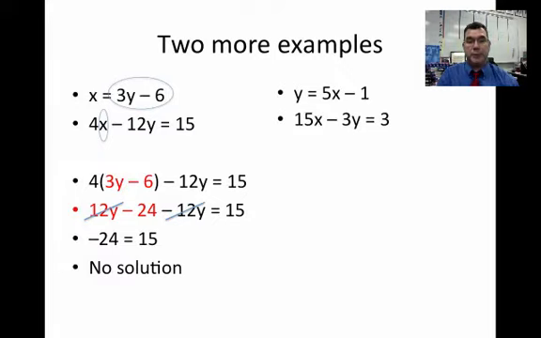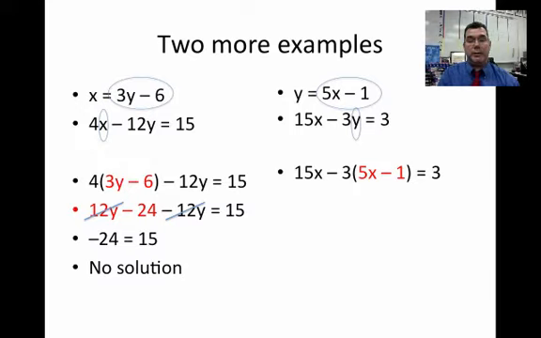Okay, looking at the second of these two examples, y equals 5x minus 1 and 15x minus 3y equals 3. All right, I have y equals something, y equals 5x minus 1. So in the second equation, I'm going to look for my y. And in the second equation, I also want y to equal 5x minus 1, like it is in the first equation. So I make that substitution, and 15x minus 3 times 5x minus 1 equals 3.